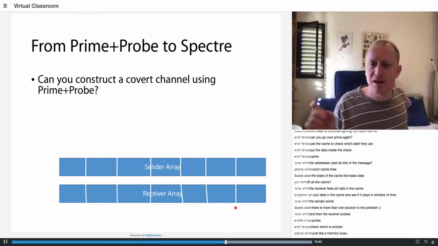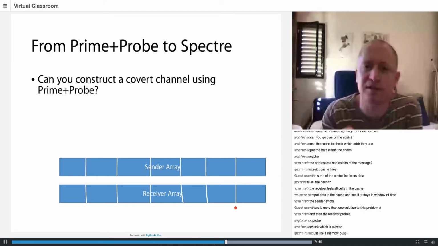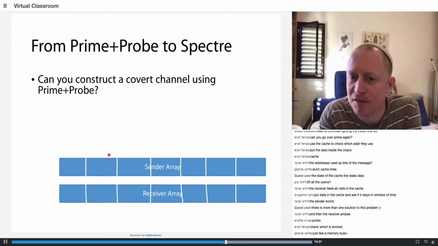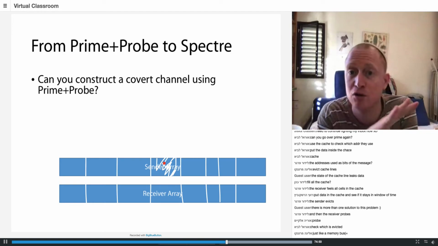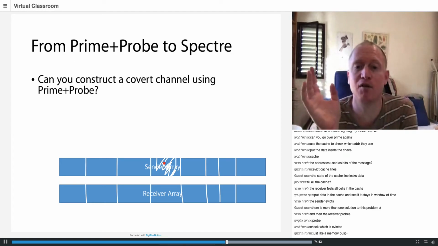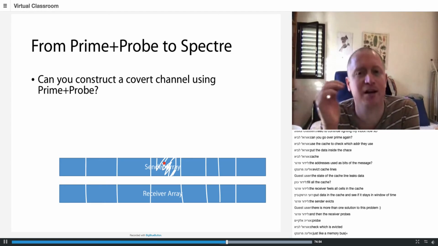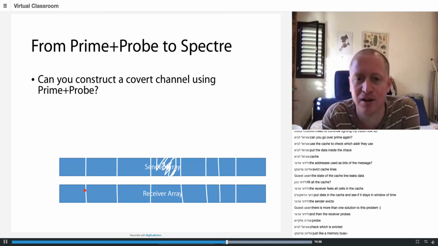So now if the sender wants to send, let's say I have here the numbers between 0 and 8. If the sender wants to send the number 3, it's going to access this piece of memory. It's going to evict something from set number 3. And now the receiver is going to probe all of the 8 sets.